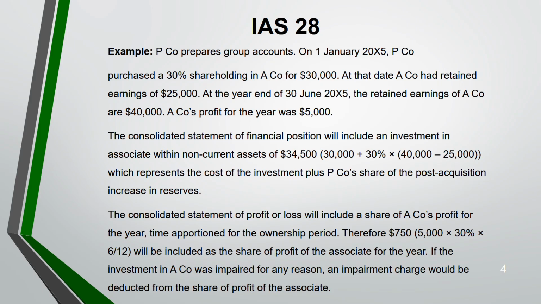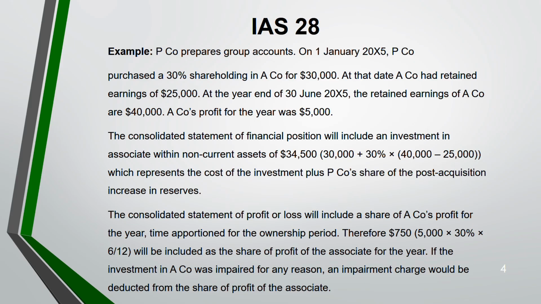Okay. So here, profit is 5,000, but that is for the year you are given. You have to take 30% of it because that is the investor's share in that associate. And you have to take it for 6 months. So 5,000 into 30% into 6 months, which is 750. So in your consolidated statement of profit and loss, you will show 750 as a share of profit of the associate.